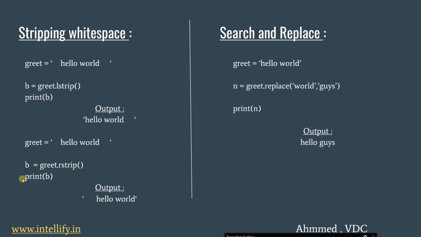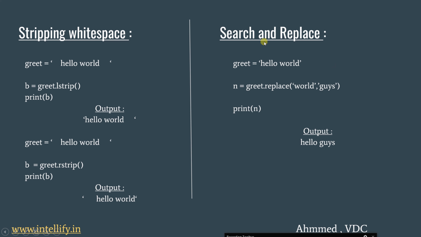And another method is strip. This is used to remove white spaces. The strip method is used to remove white spaces. In the strip methods, there are also two methods, lstrip and rstrip. lstrip is used to remove left side white spaces, and rstrip is used to remove right side white spaces.